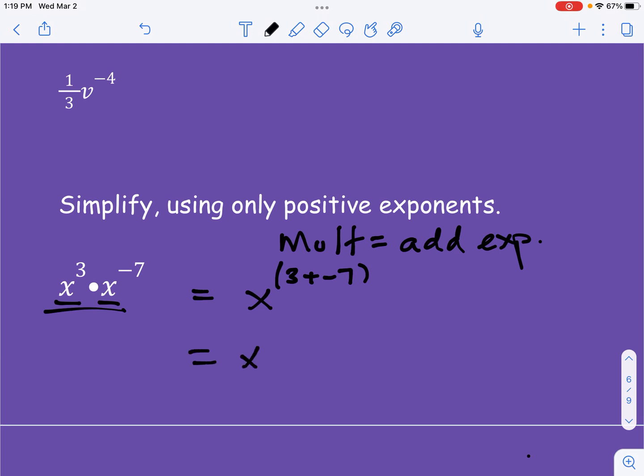So this is going to simplify to x to the negative fourth power. And then what I have to do, because it's telling me to use only positive exponents, is rewrite this as 1 over x to the fourth. So we got a couple steps. We simplify it so that there's as few terms as possible, and then if those need to be rewritten so that they have positive exponents, then we rewrite.